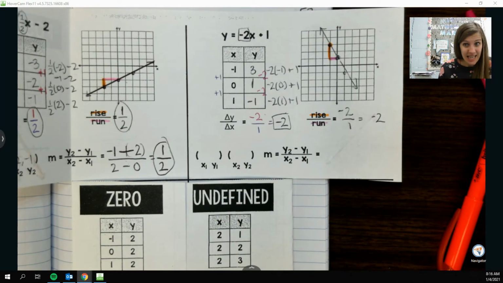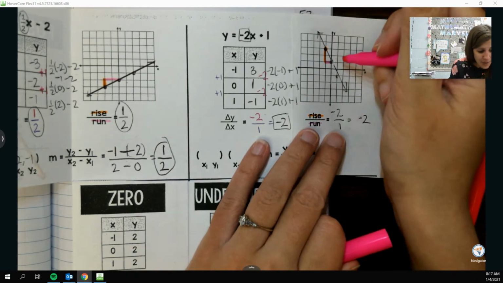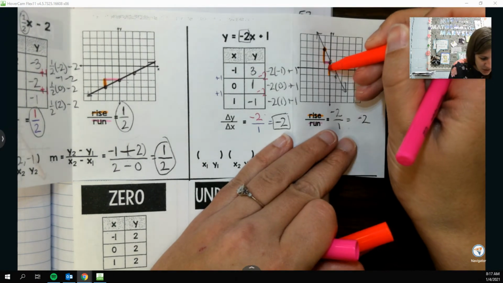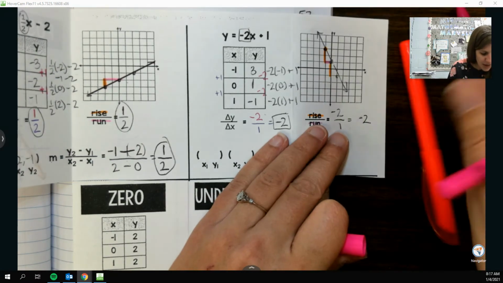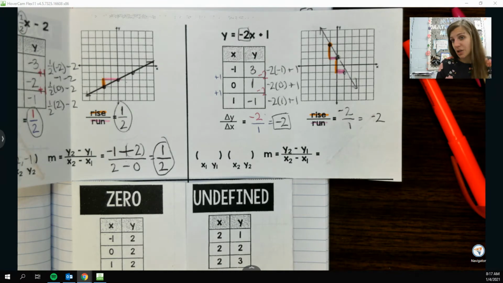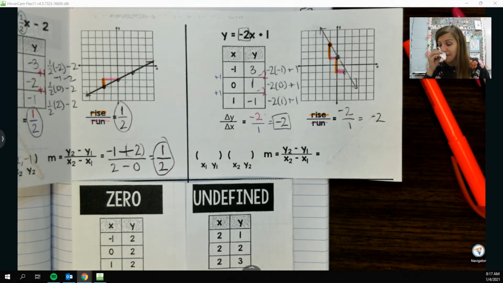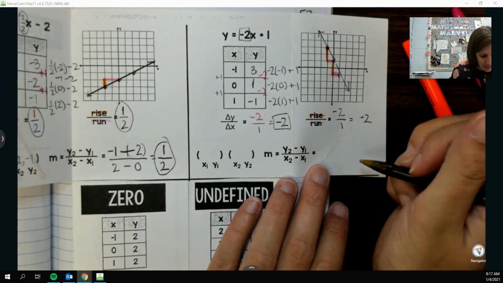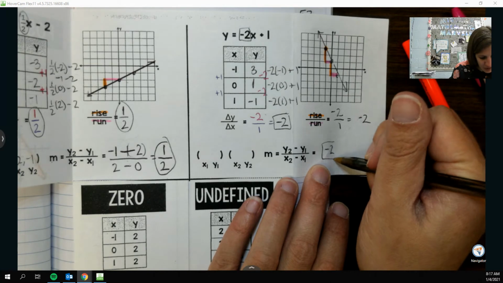And it stays the same no matter where you go. If I go from the next point, I still have to go down 2 and then right 1. So no matter where you go on the graph, your slope always stays the same. And then again, we can use our slope formula, but we'd still end up with negative 2 as our slope. We'll skip that one.